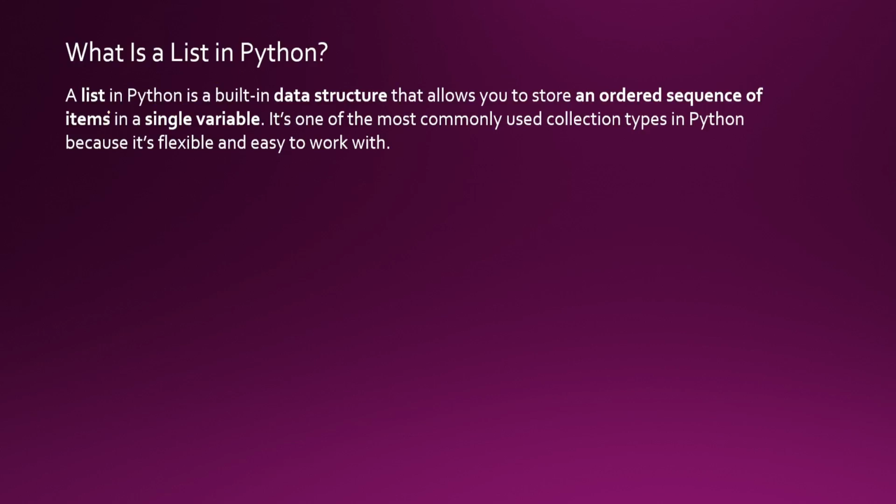What is list in Python? A list in Python is a built-in data structure that allows you to store an ordered sequence of items in a single variable. It's one of the most commonly used collection types in Python because it's flexible and easy to work with, right? So just try to understand why we normally use a list in our programming.